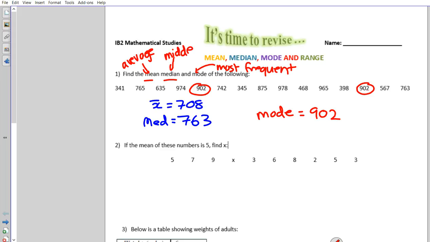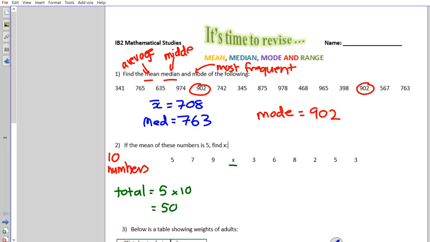If the mean of these numbers is 5, find x. So how many numbers are there? There's 1, 2, 3, 4, 5, 6, 7, 8, 9, 10. 10 numbers. So the total of the numbers should be the mean times 10. The mean is 5, so all the numbers should add up to 50. So to find out what this little missing number is, just subtract all the other numbers from 50.